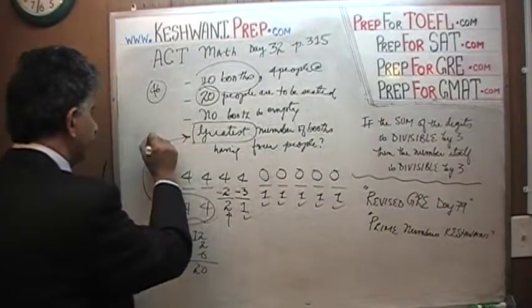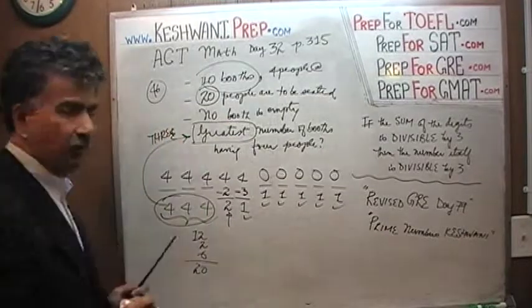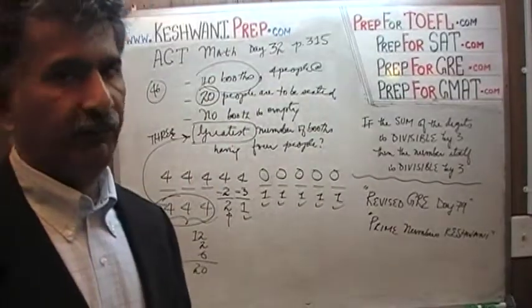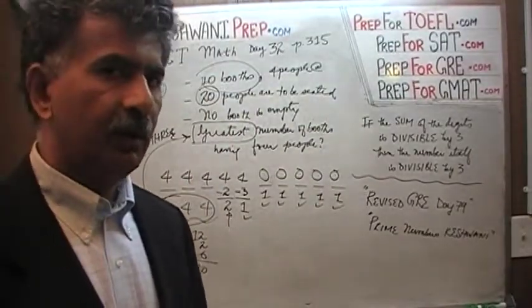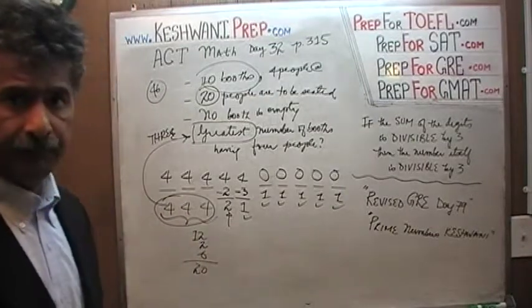The answer is 3. That's the most number of booths that we can have. That's the greatest number of booths we can have with 4 people on it, given the fact that there are only 20 people in the restaurant. That's all. That's it, we're done.